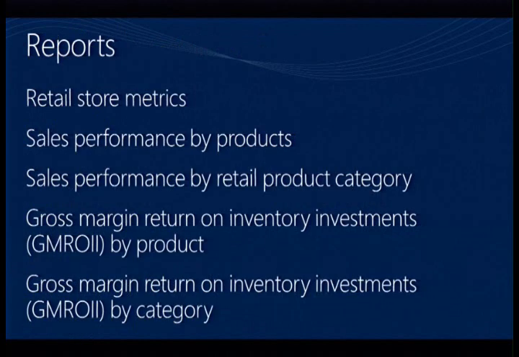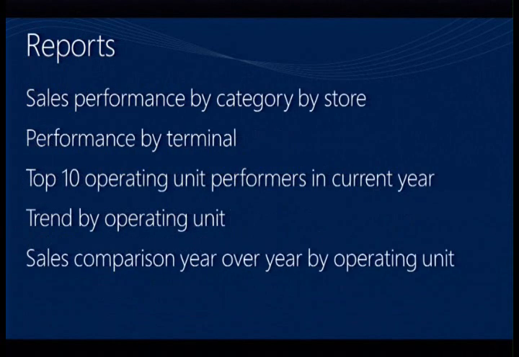There are more reports. Out of the box for R2, we continue to have retail matrix reports, sales performance reports. But look at this one, more important: GMROI, gross margin return on inventory investment. People pay money for that. They pay a whole lot of money for that report. You get it for free, out of the box. Additional reports here.